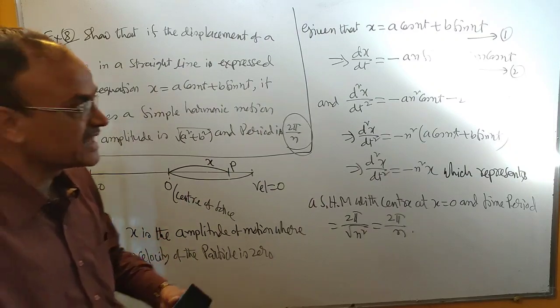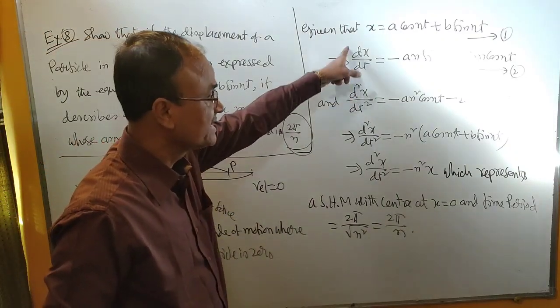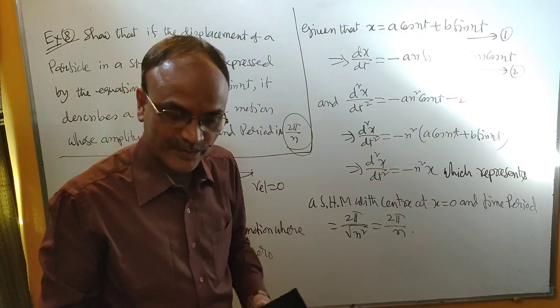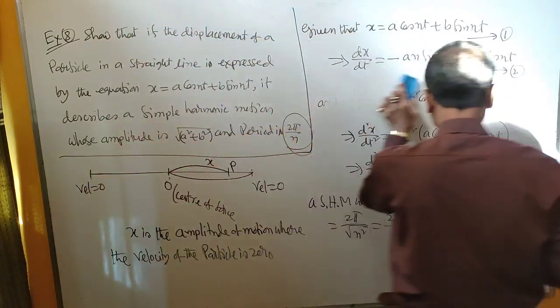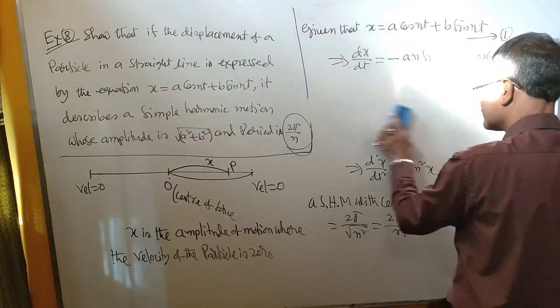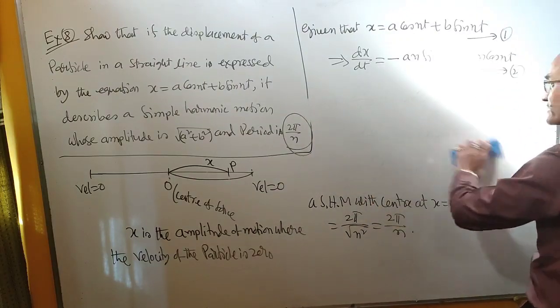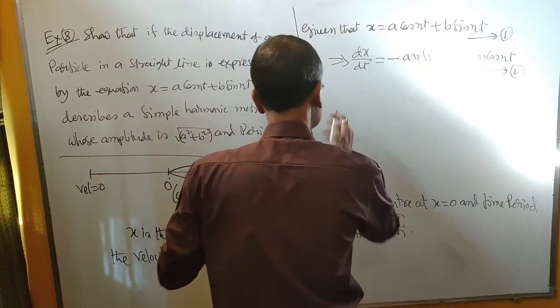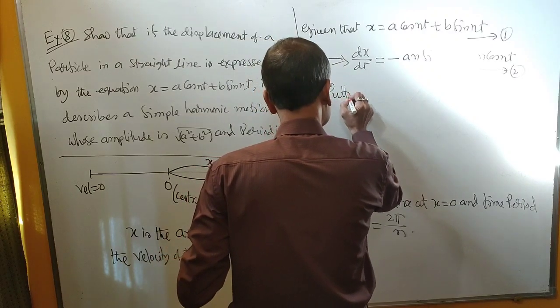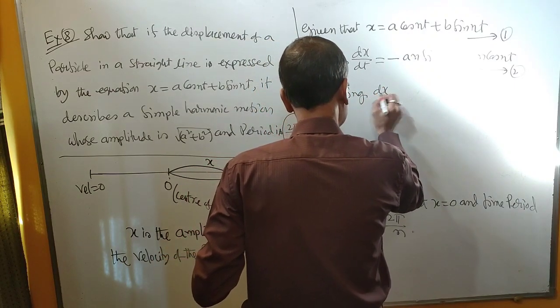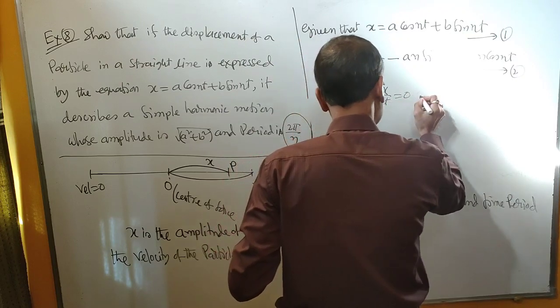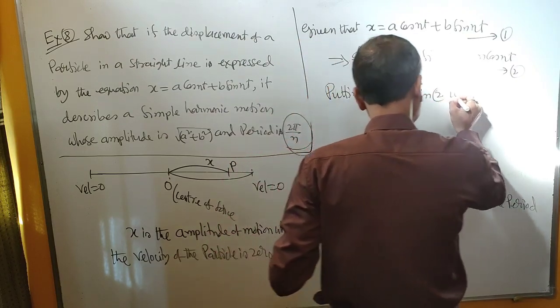Now, velocity means dx by dt. Putting dx by dt, the velocity, equal to 0 into equation, we get.